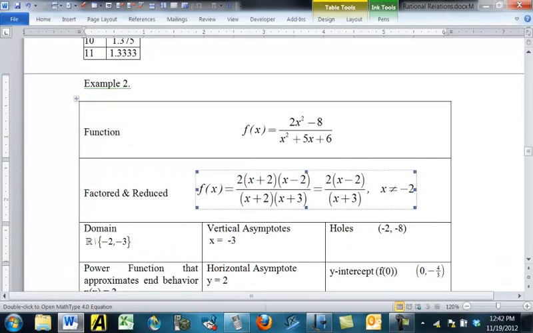Okay? Look at the denominator. What makes the denominator 0? Well, if x is negative 2 or negative 3, that's what makes the denominator 0, and so those will be the things that are not allowed in the domain. The domain is all reals except for those.